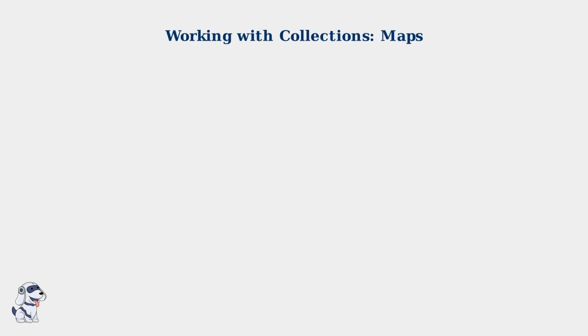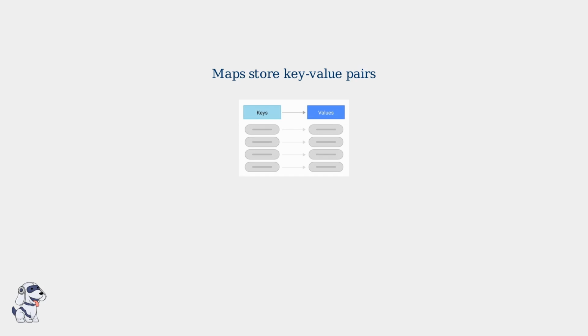Maps are one of the most useful collection types in Dart. They store data as key value pairs, where each key is associated with a specific value. Think of a map like a dictionary where each word has a definition. In programming, each key points to its corresponding value, creating a one-to-one relationship.